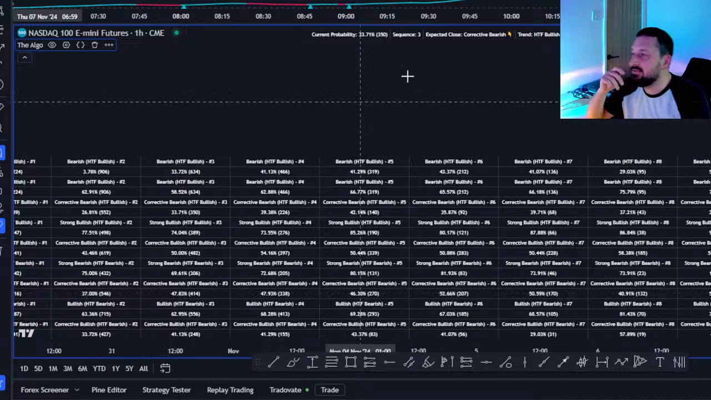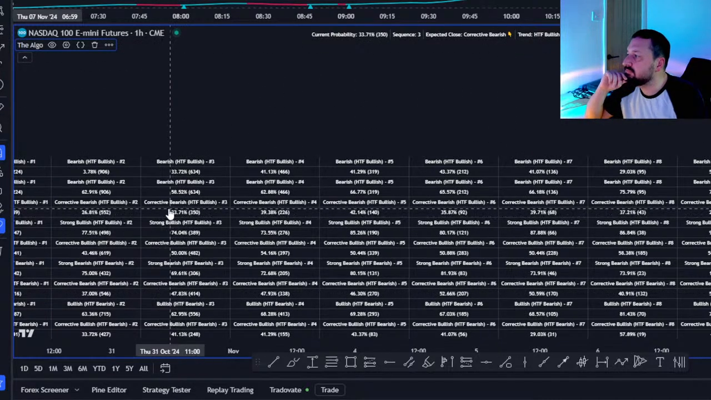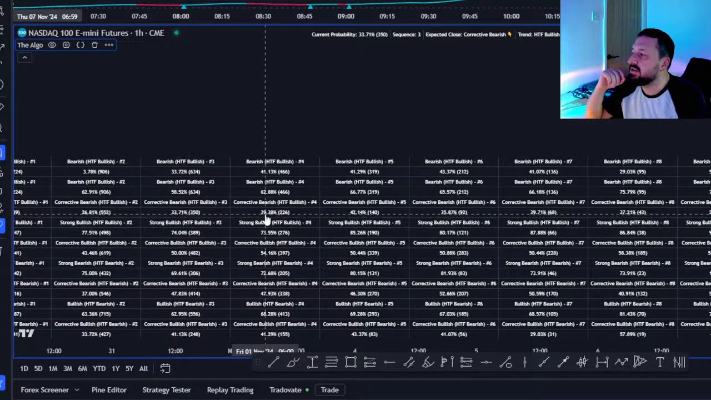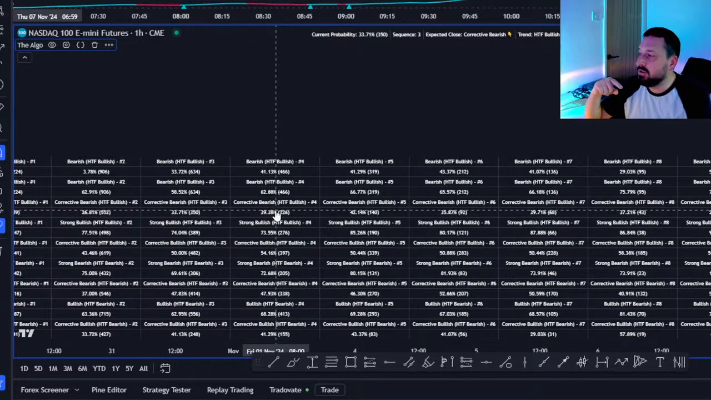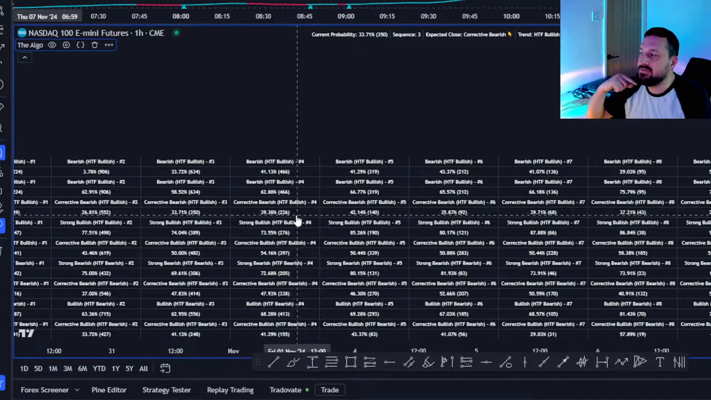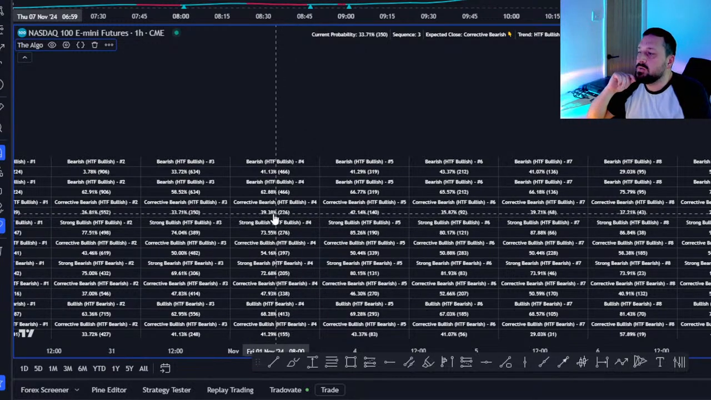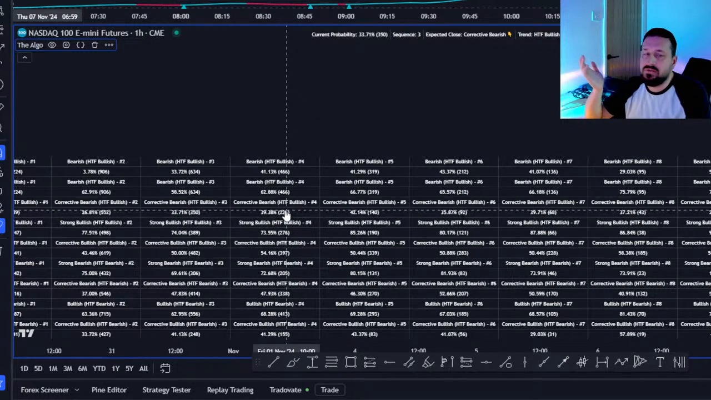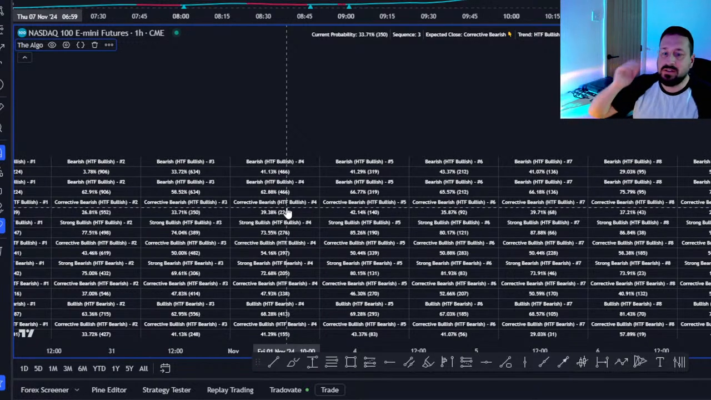So we're corrective, bullish. Sequence 3. Corrective, bearish. Sequence 3. So the next hour if we carry on in a corrective, is a 39% probability. So we're getting back to that 50-50, like not much in that favor. So like a reversal point now, it's not a great reversal point, right?